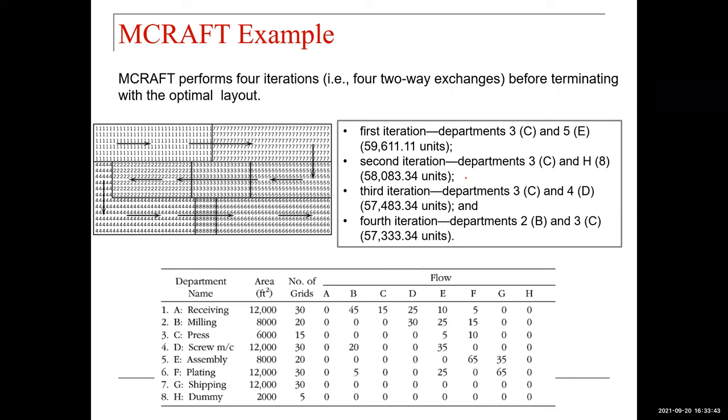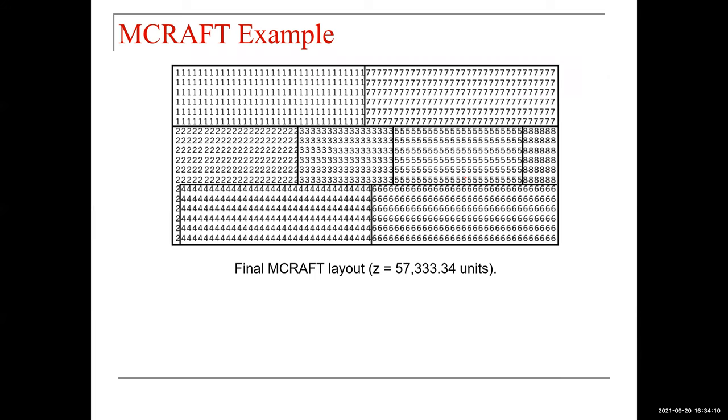The algorithm works in the same way that CRAFT does. It allows for two-way exchanges. And then based on that, you are going to be computing this new cost. So in this case, based on the information that was given, this optimal layout is found in the fourth iteration after exchanging these departments. The final MCRAFT layout has an objective function of 57,000 units.